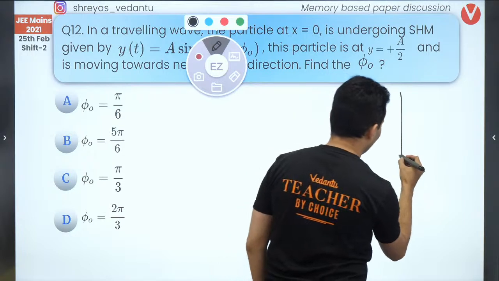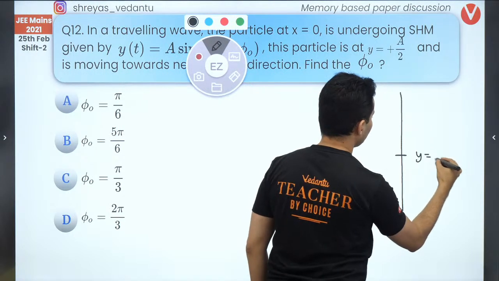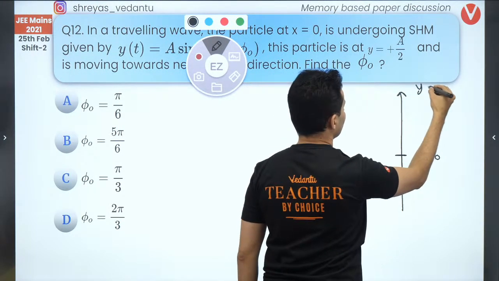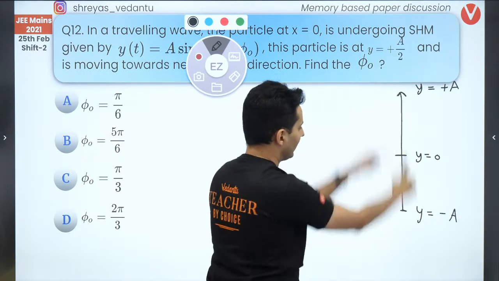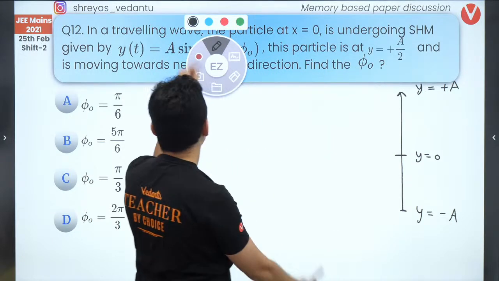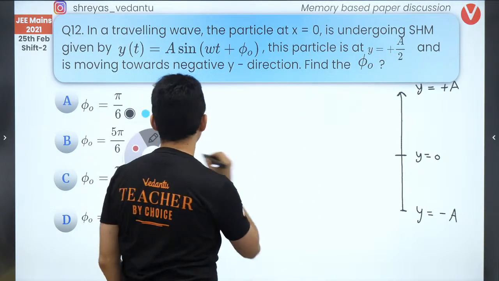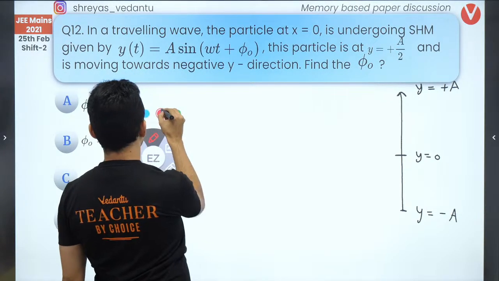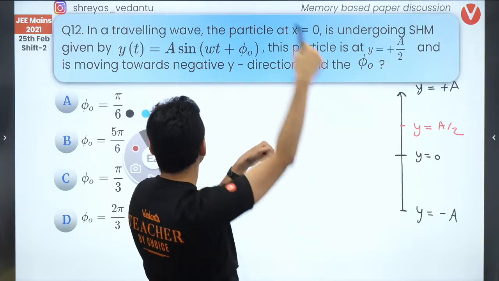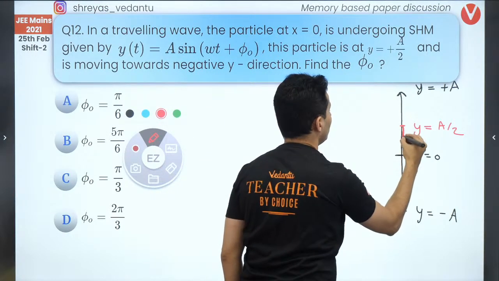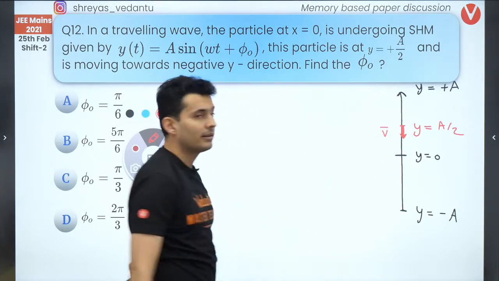Okay, anyways, so this is x equals 0 and also y equals 0, and it goes till here. This is y equals plus a, and this is y equals minus a. It's going up and down like this. The y equation is given. The particle is at y equals a by 2, so the particle is over here. Y is equal to a divided by 2, but it is going towards negative y direction. That's very important. It's going down like this. The velocity vector is over here.